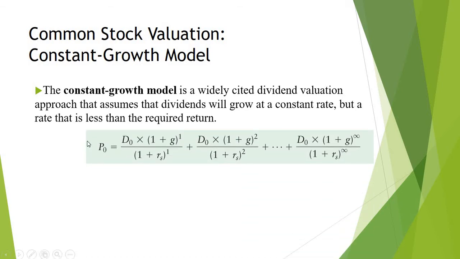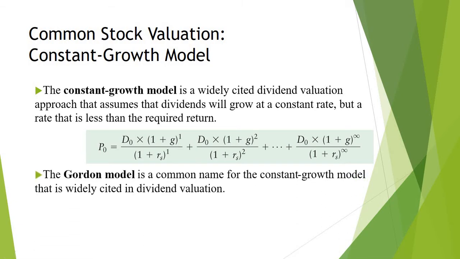As per this model, P0 indicates the price or value of the stock, D0 indicates the current or most recent dividend payment, and g indicates the growth rate of the dividend payments. The constant growth model is also known as the Gordon growth model, or simply the Gordon model. That is the shorter version of this model.